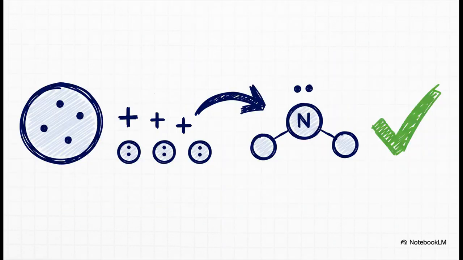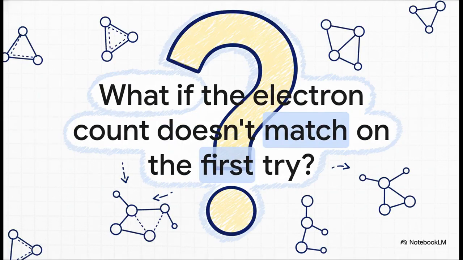Let's give it a shot with ammonia, NH3. Okay, so nitrogen brings 5 valence electrons to the party. Each of the 3 hydrogens brings 1. That gives us a total budget of 8 electrons. So we draw our skeleton, add the last 2 electrons onto the nitrogen to make it happy, and there you have it. A quick count shows we used exactly 8. Perfect. Okay, that one was pretty straightforward.